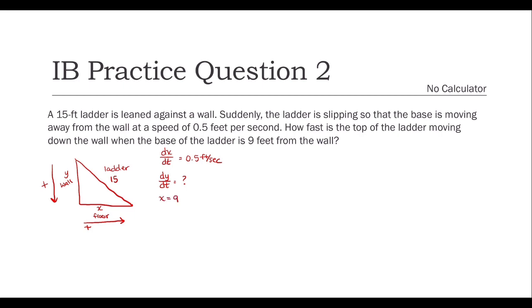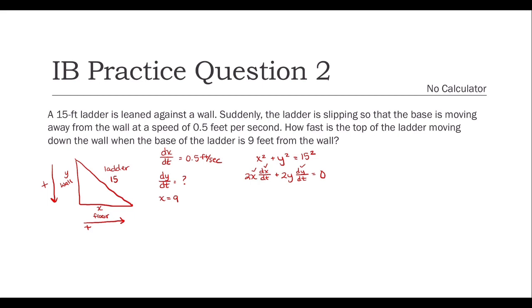So we'll start with our basic equation to relate the three lengths to each other. So we have a right triangle, so we use Pythagorean theorem. So we have x squared plus y squared equals 15 squared. So our derivative of that is going to be 2x, we took the derivative of x with respect to time, plus 2y, the derivative of y with respect to time, and that equals the derivative of a constant, so that equals 0. We know dx/dt, we know x, we don't know y, and we're trying to find dy/dt.